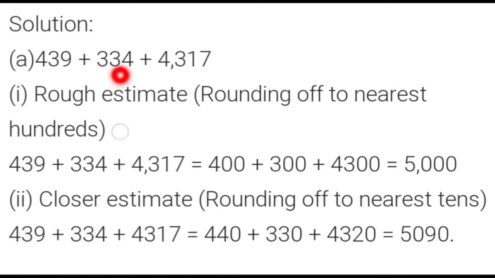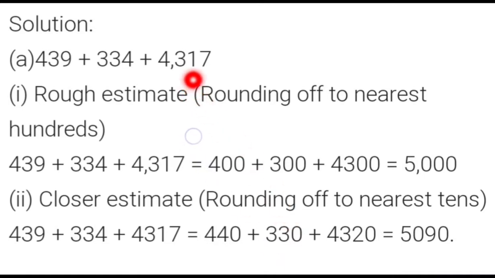Now let us look towards the tens and ones, that is 34. 34 is lying between 30 and 40, and 35 is actually the middle limit, which tells that the numbers which are less than 35 will be rounded off to 30. So 330 will be written for 334.